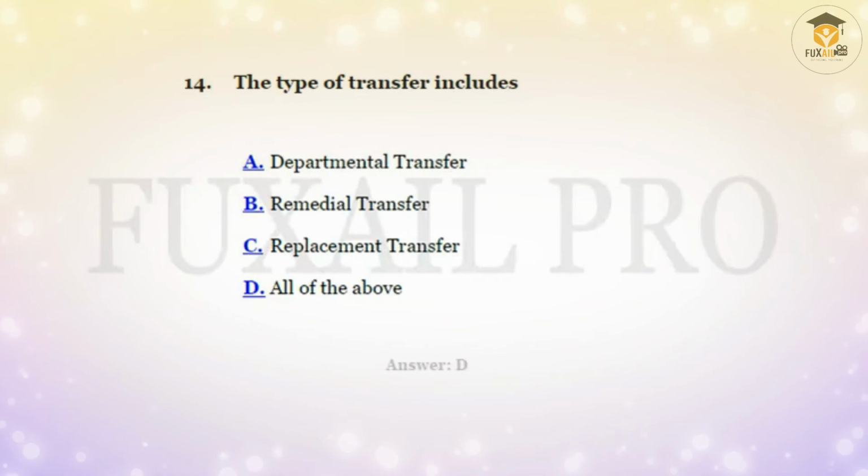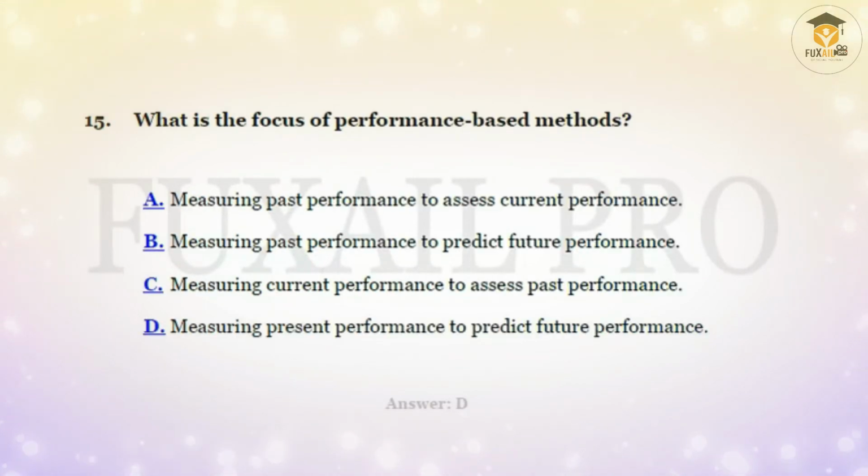14. The type of transfer includes A. Departmental transfer. B. Remedial transfer. C. Replacement transfer. D. All of the above. Answer, D. 15. What is the focus of performance-based methods? A. Measuring past performance to assess current performance. B. Measuring past performance to predict future performance. C. Measuring current performance to assess past performance. D. Measuring present performance to predict future performance. Answer, D.